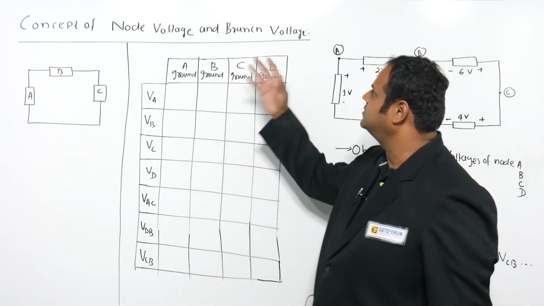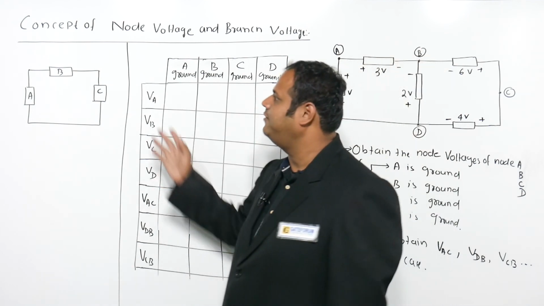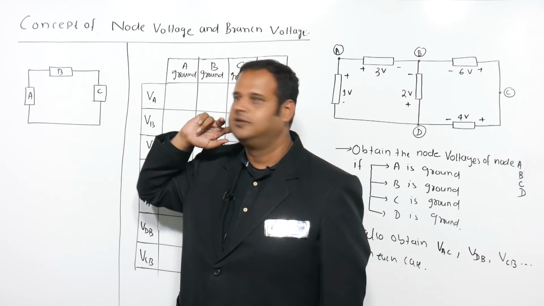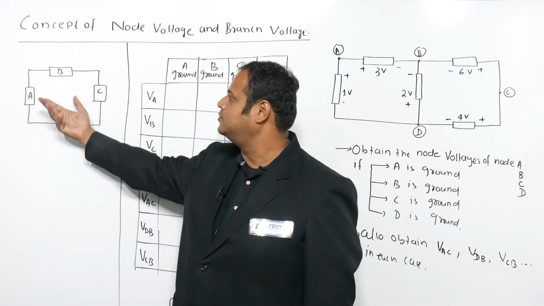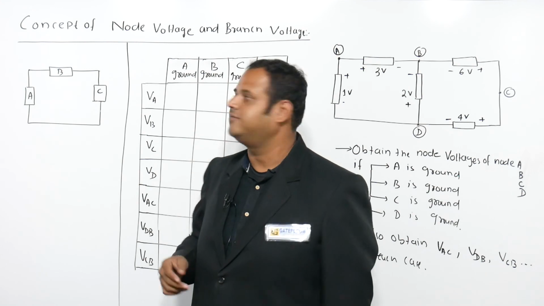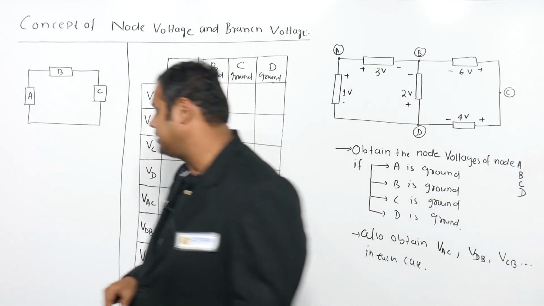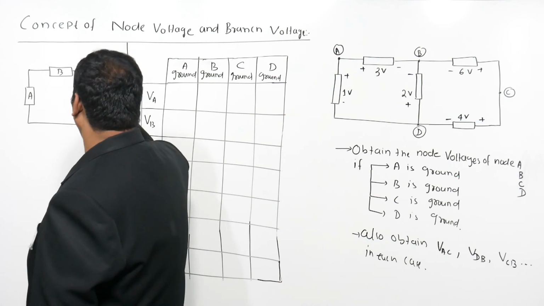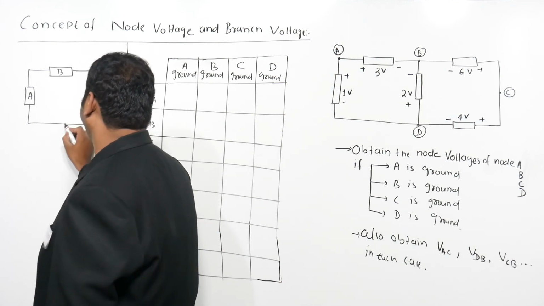To explain this concept of branch voltage and node voltage, I have taken a network which has three elements: element A, element B, element C. This can be any element. It can be a voltage source, current source, resistor, any electric element. So there are three elements, right? And if I ask you how many nodes are there in this network, there are three nodes.